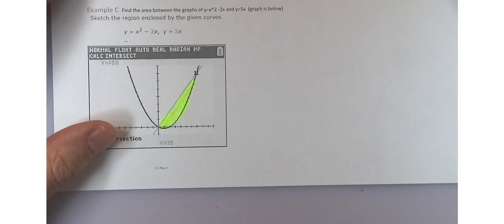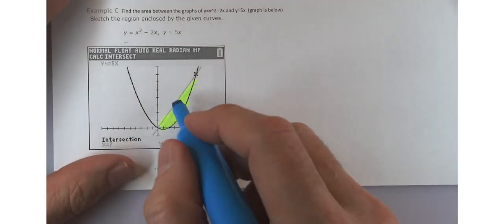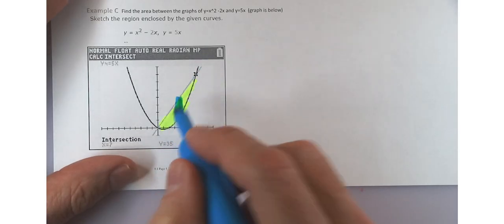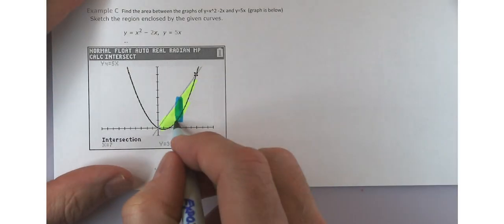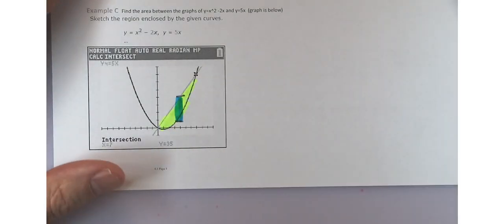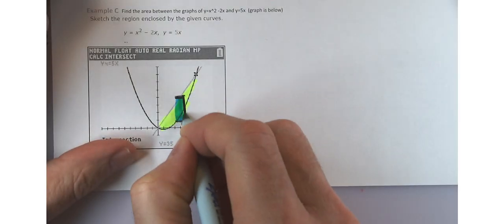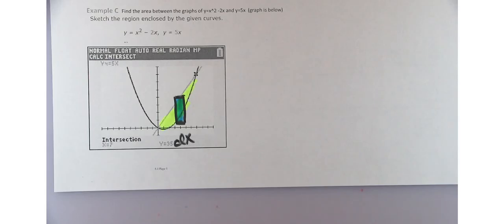And let's see. Well, we'll do the same thing we did before. We're going to approach this with a dx slice. Take a little slice right through that region and see about finding the area of that one slice. So that has a thickness of dx.